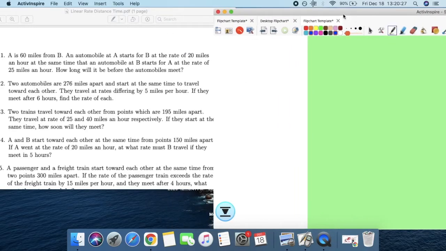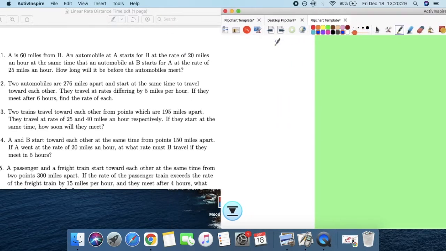Question 3. Another 2 trains situation. Hopefully these are different questions. So, 2 train situation again. I know that they are 195 miles apart. One train is going at 25 miles per hour that way, and the other train is going at 40 miles per hour. If they start at the same time, when will they meet?